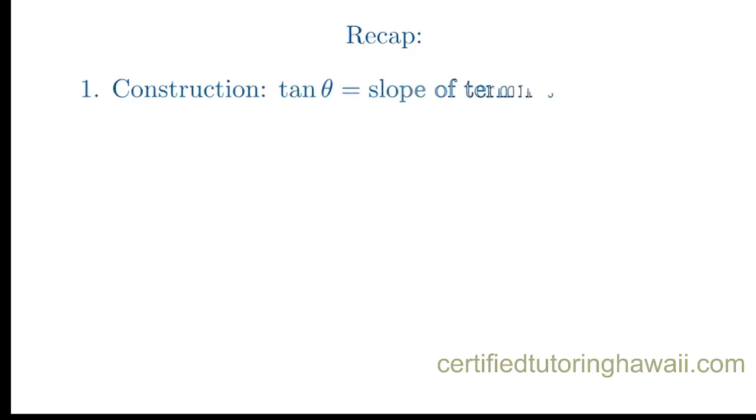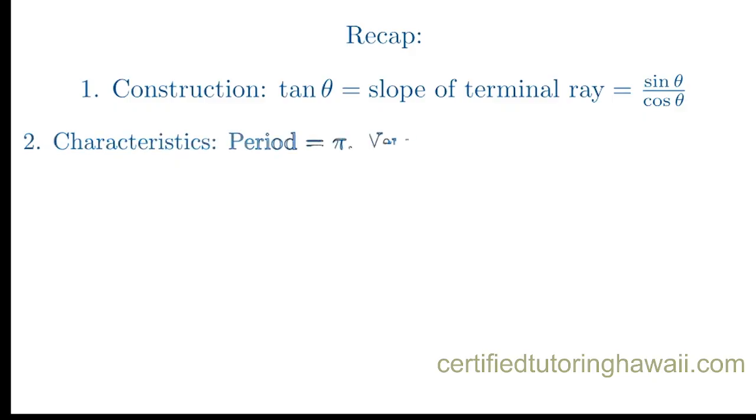Let's summarize what we learned today. We started with our first objective, which was to construct the tangent function. We learned that the tangent of an angle is the slope of its terminal ray on the unit circle. This leads directly to the analytical definition: tangent of theta equals sine of theta over cosine of theta. Then we described the key characteristics of the function. We saw that the tangent function has a period of pi and exhibits periodic asymptotic behavior at pi over 2 plus k pi, wherever the cosine is 0.